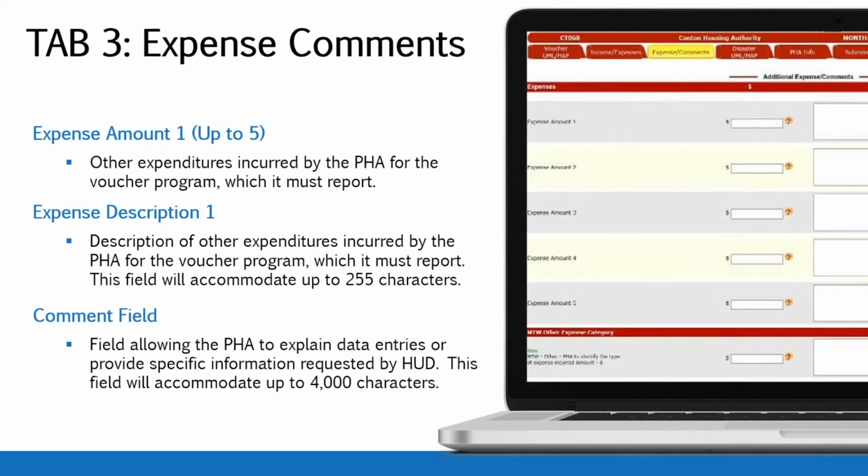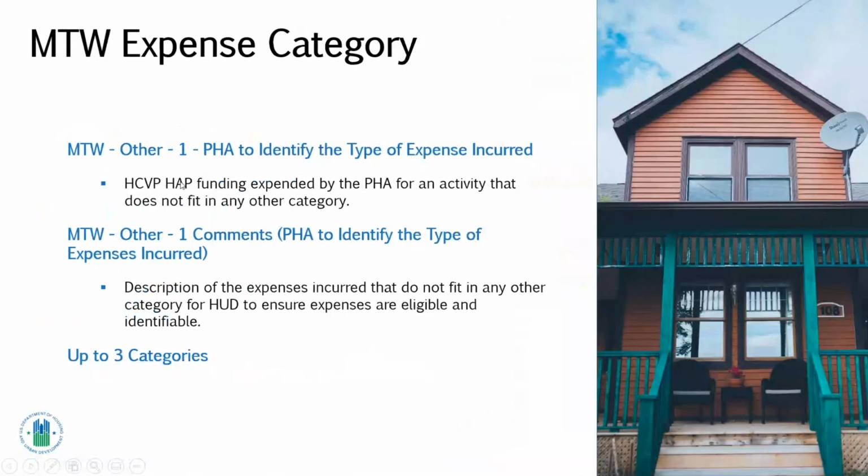We can have additional comments regarding expenses. Other expenses incurred by the PHA for the voucher program must be reported. Sometimes HUD may ask a PHA to justify and explain certain expenses, and these fields will be used depending on the number of expenses. There's up to 5 types of expenses that can be used. The MTW expense category is other, the type of expense incurred, and the comments. Up to 3 categories for the MTW expense categories.